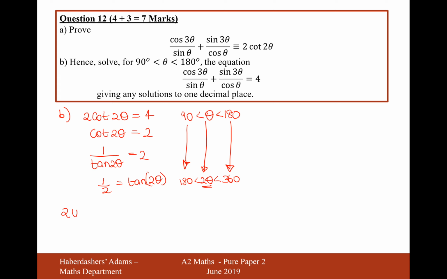So now the next thing I'm going to do is 2 theta equals tan inverse of a half. And tan inverse of a half gives us 26.6. Now that's not going to involve a final solution here, but the next solution on from there, if I add on 180, is going to be 206.6 degrees. So therefore, to work out theta, I'll just half this value, and that will give us 103.3 degrees. And there we are, that's the answer for this question here. That's the only solution in between 90 to 180 degrees.